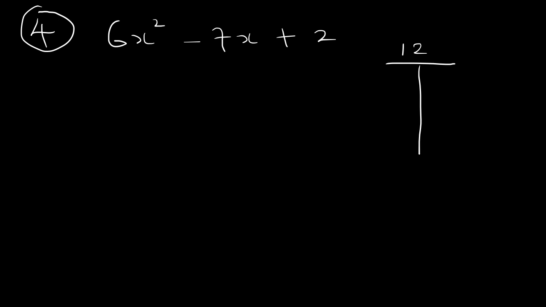So what are those two numbers? We'll have minus 4 and minus 3. Because minus 4 times minus 3 is positive 12. And minus 4 minus 3 is minus 7. So we'll say 6x squared minus 4x minus 3x plus 2.